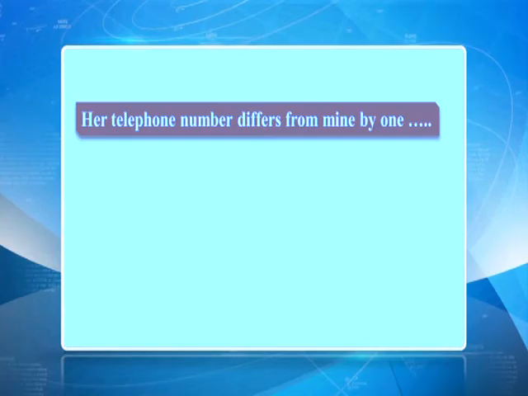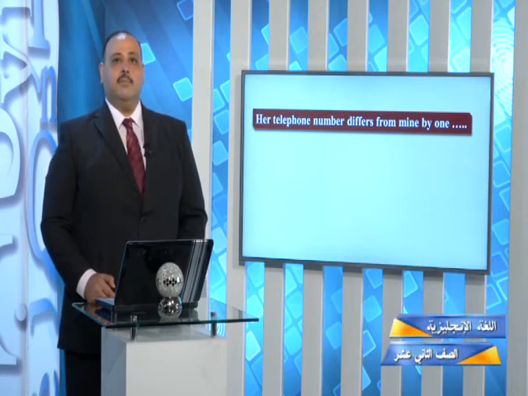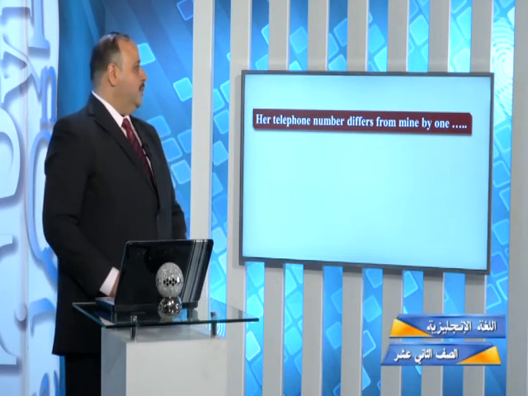Okay, her telephone number differs from mine by 1, and then we have a space. It's very important, when you answer this question, to read and think. First, you read the sentence from the very beginning till the end, and also you have to think about the words, because words can help us to know the missing words. So we have the word here, the word number.